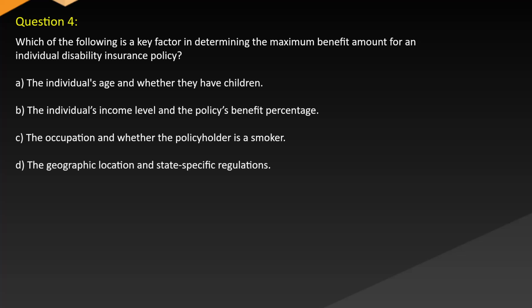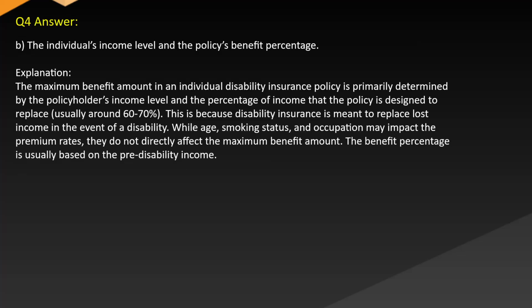Question 4. Which of the following is a key factor in determining the maximum benefit amount for an individual disability insurance policy? A. The individual's age and whether they have children. B. The individual's income level and the policy's benefit percentage. C. The occupation and whether the policyholder is a smoker. D. The geographic location and state-specific regulations. Answer: B. The individual's income level and the policy's benefit percentage.